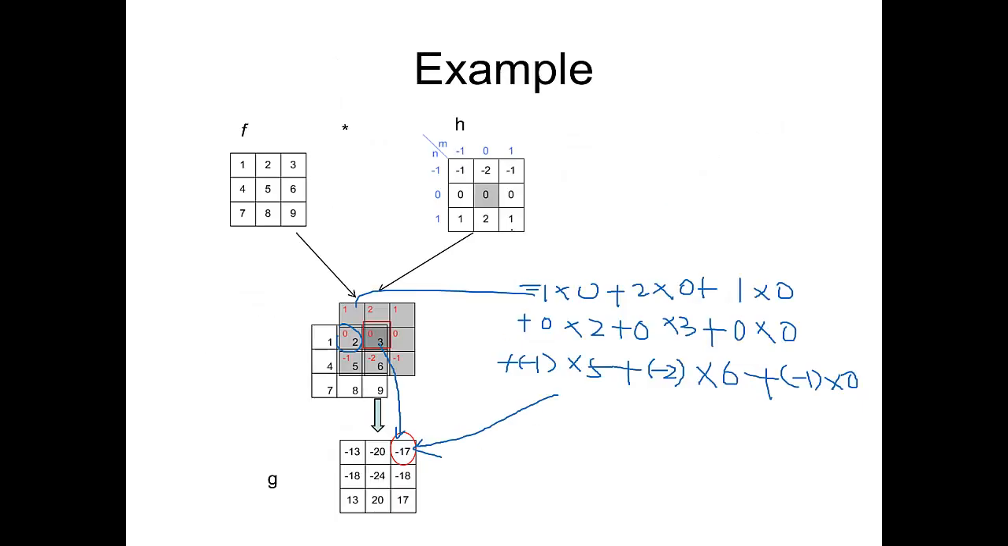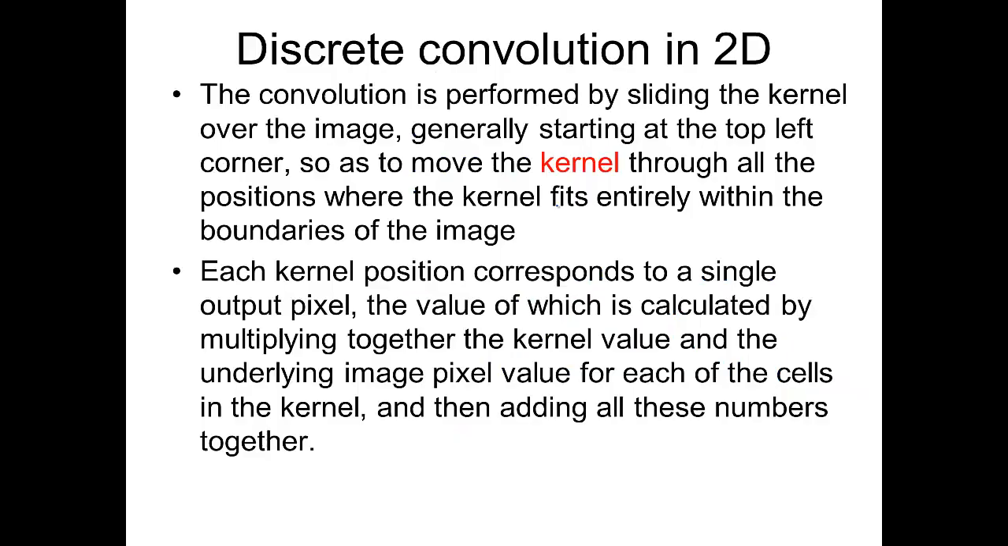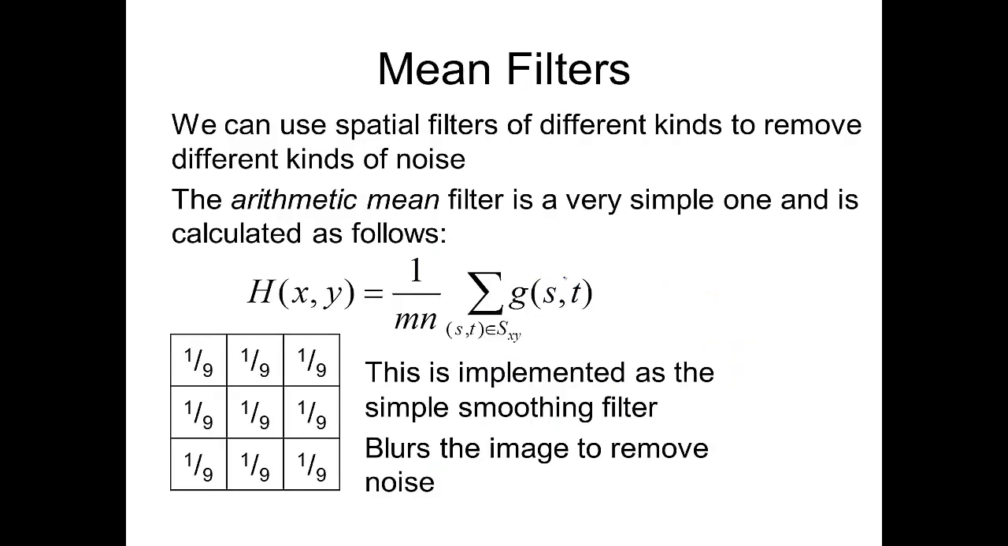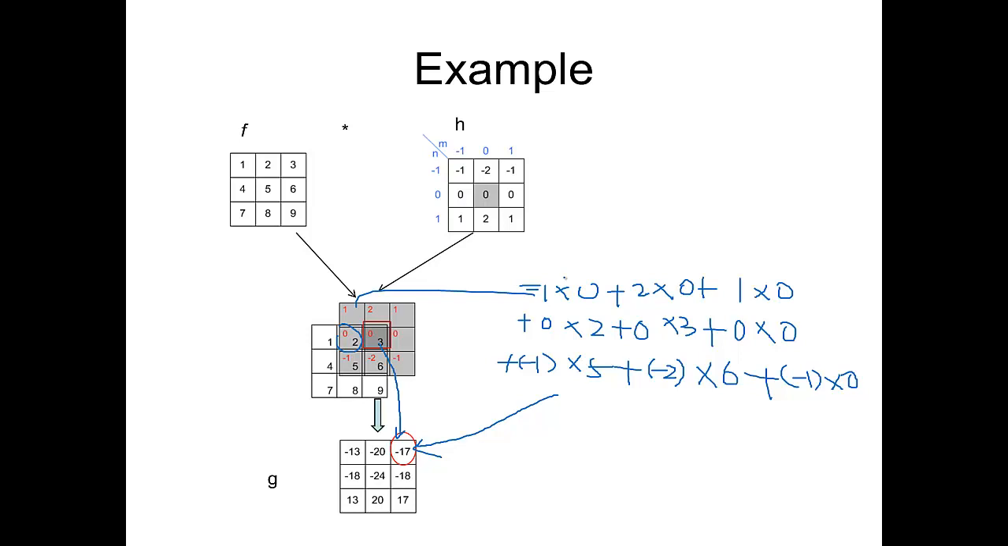For the real convolution, the f, as I talked about just now, will be very big. H is generally small. Generally we call this H the template. It's called the kernel. Now we know how to do the operation of digital convolution.